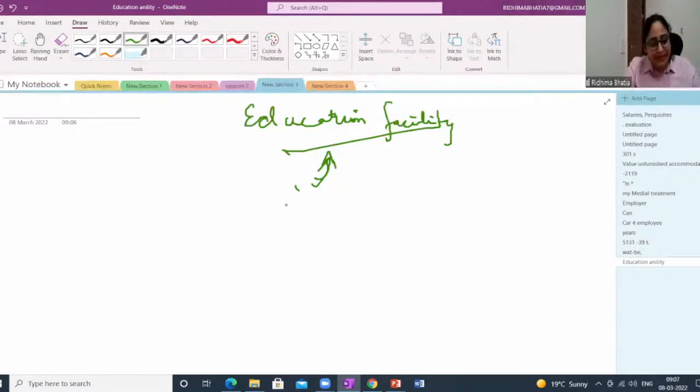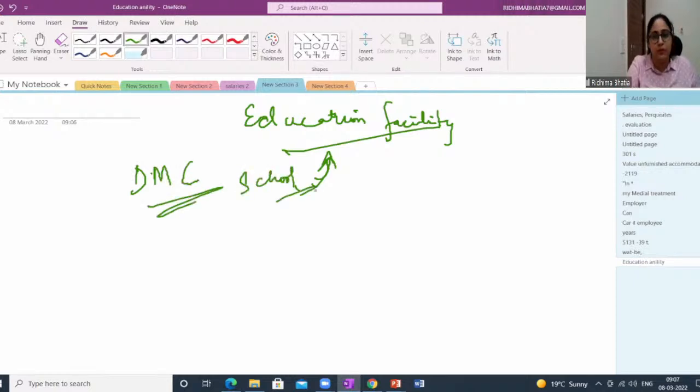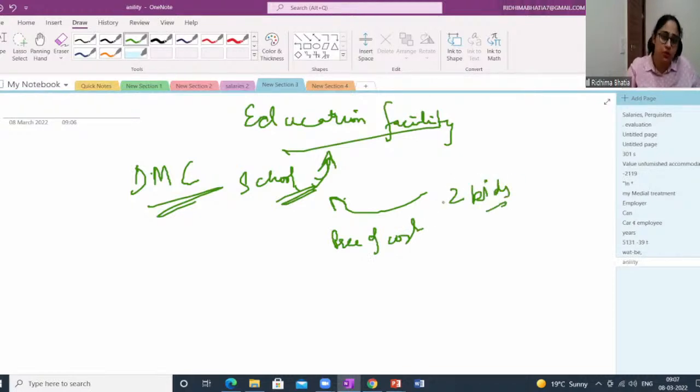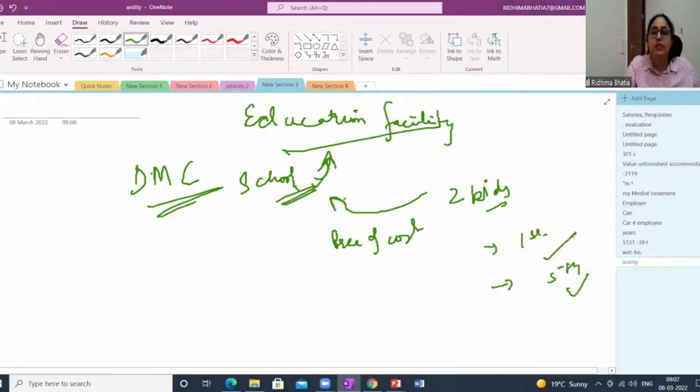If the school is maintained by the employer, employer ka school hai. So suppose you are a teacher in DMC school. You are a teacher. Okay, your children are studying in that school because you are a teacher. So education facility free of cost is provided to your two kids. One kid is in 1st standard, another kid is in 5th standard. Okay? So education facility is provided to your kids free of cost.